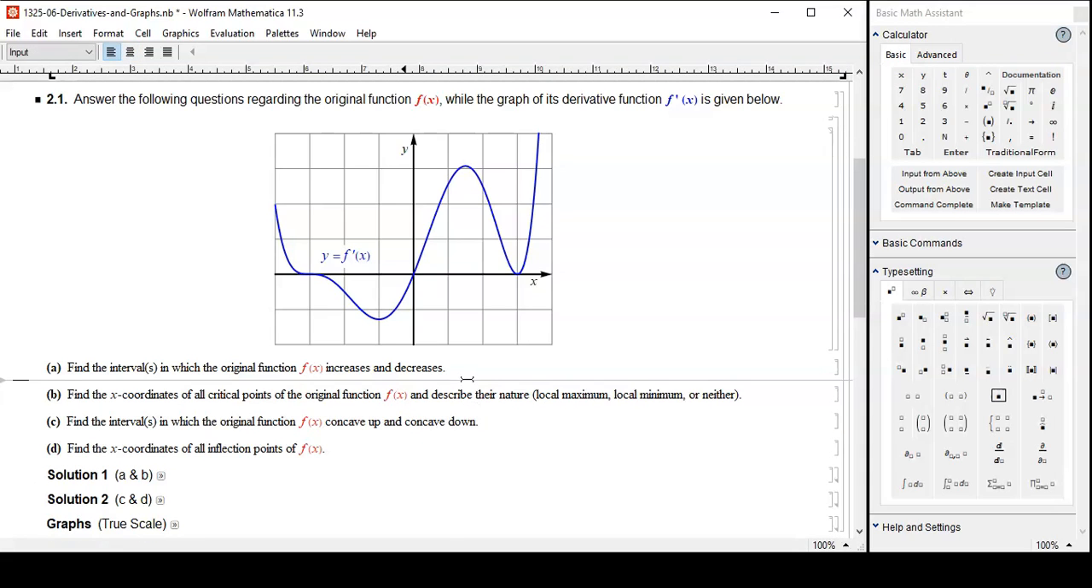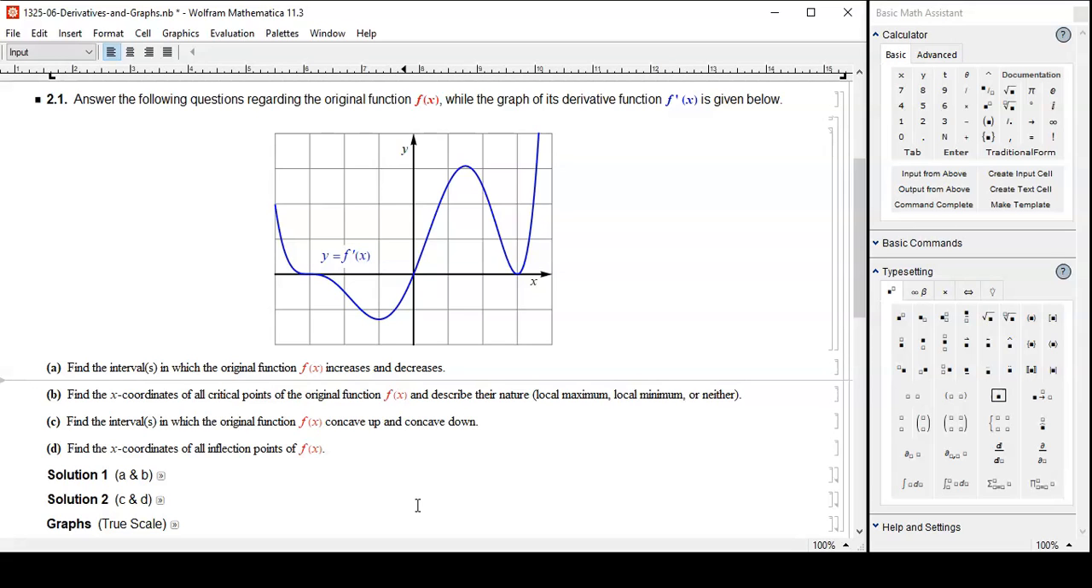Why? Because you just described the increasing decreasing nature of this function. And this blue function is a derivative function. Now the question is about original function, and the problem did not give you the original function. How do you answer this question?